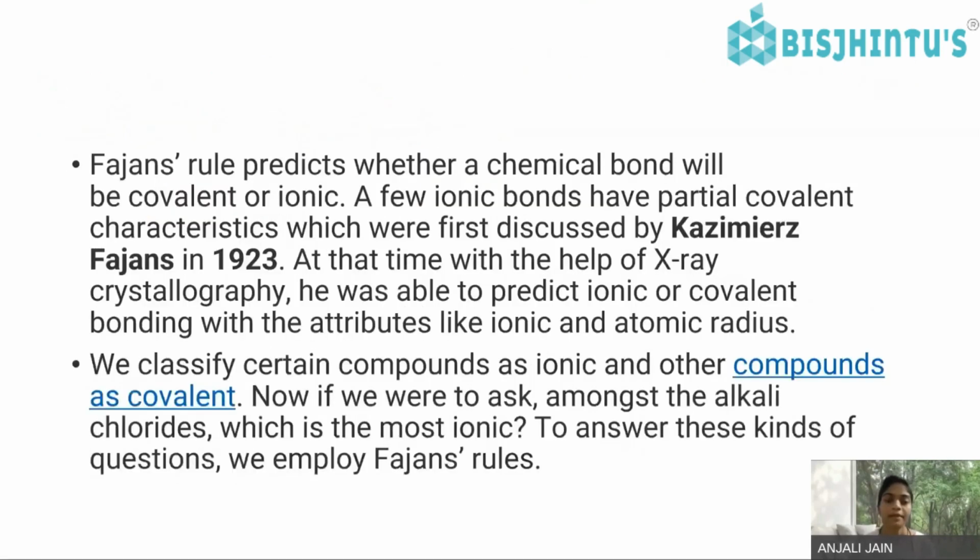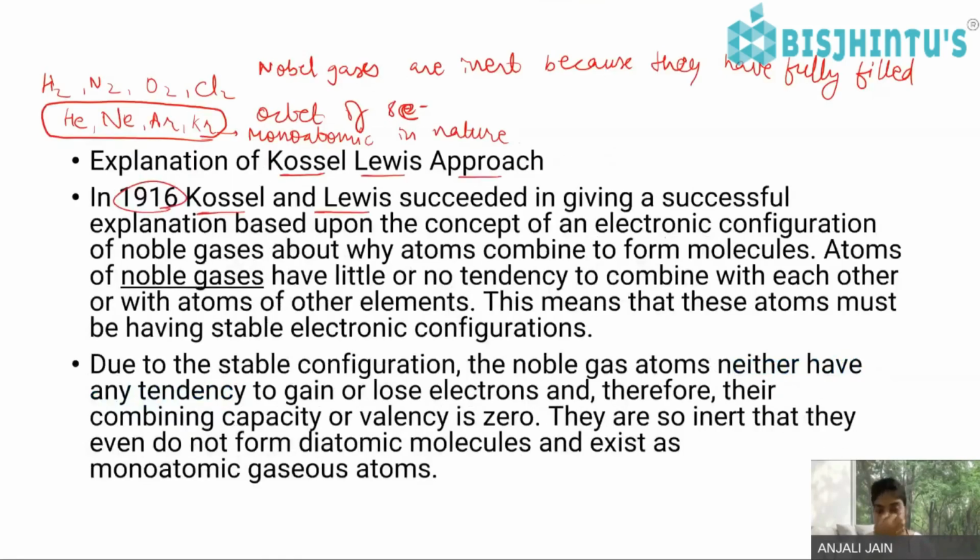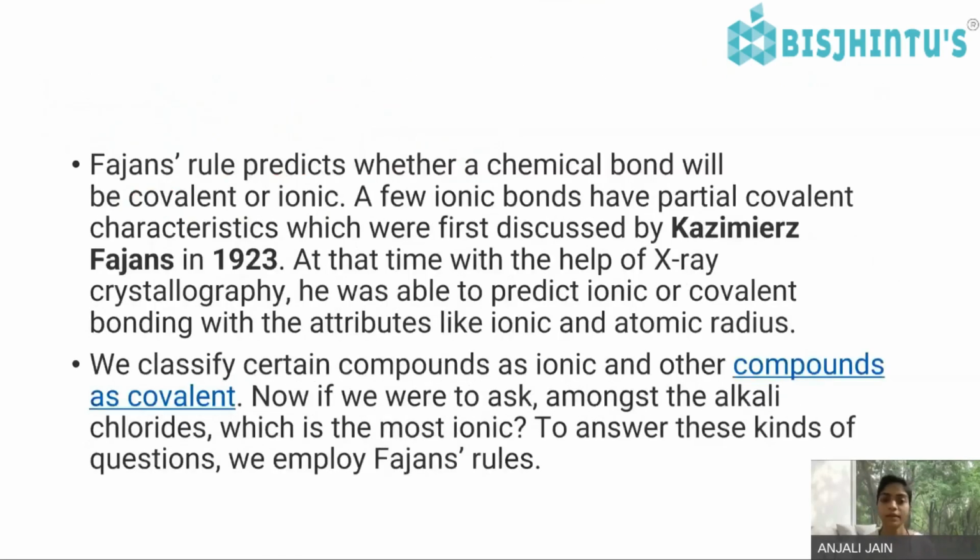Then, Fajan's rule. What is Fajan's rule? It is another theory which has been there. First of all, Kossel and Lewis were there, and now Fajan's rule predicts whether a chemical bond will be a covalent or an ionic bond. A few ionic bonds have partial covalent characteristics, which were first discussed by Kazimierz Fajans in 1923. At that time, with the help of X-ray crystallography, he was able to predict ionic or covalent bonding with attributes like ionic and atomic radius.